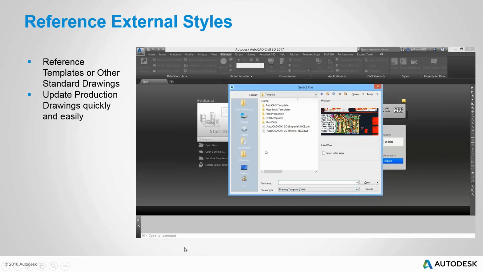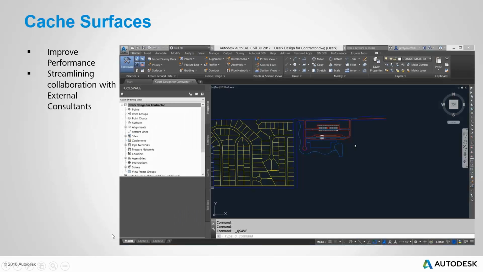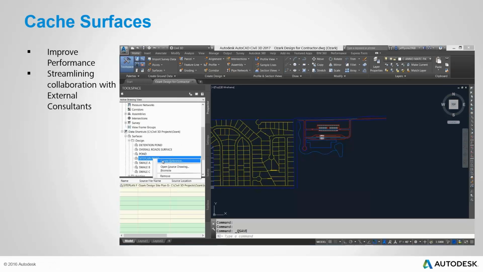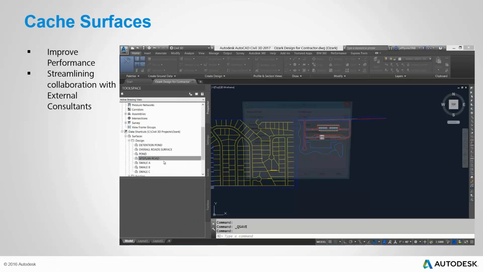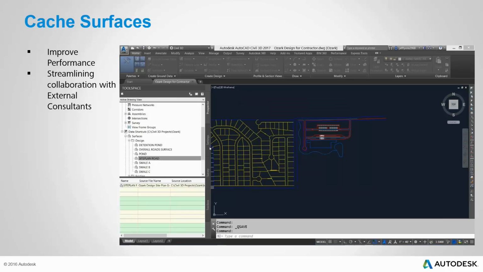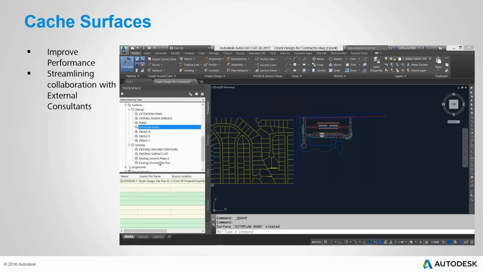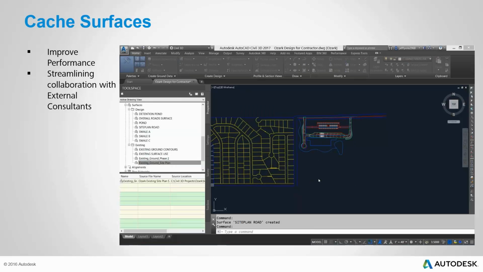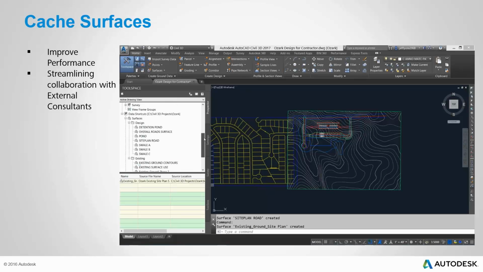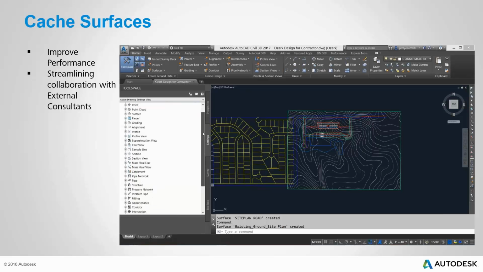Okay, the next one I'm going to talk about, and I'll go through this one quickly. When you're working with objects in Civil 3D and you create a data reference, we currently give you the ability to physically cache that object in the drawing. Up until 2017, we've done this with all of the objects with the exception of surfaces. Now with 2017, we've given you that option as well.